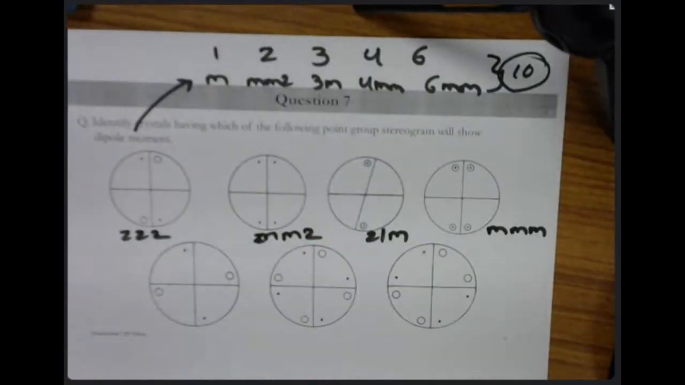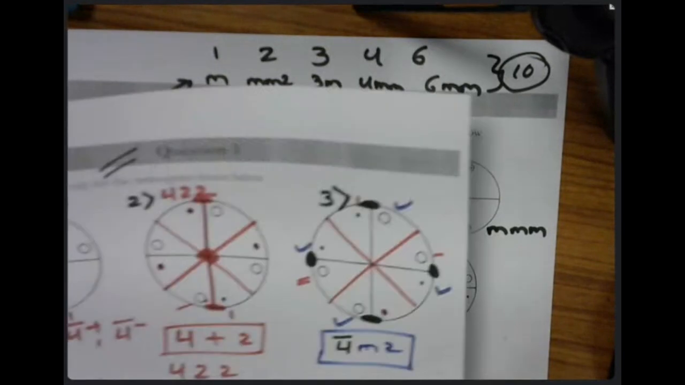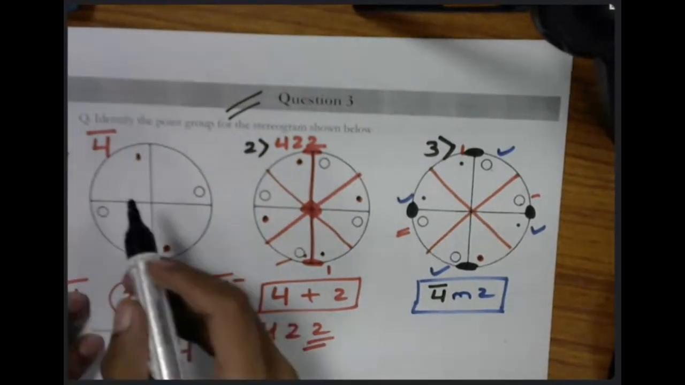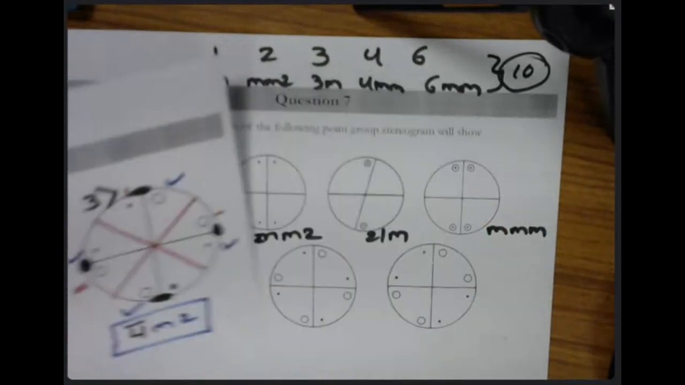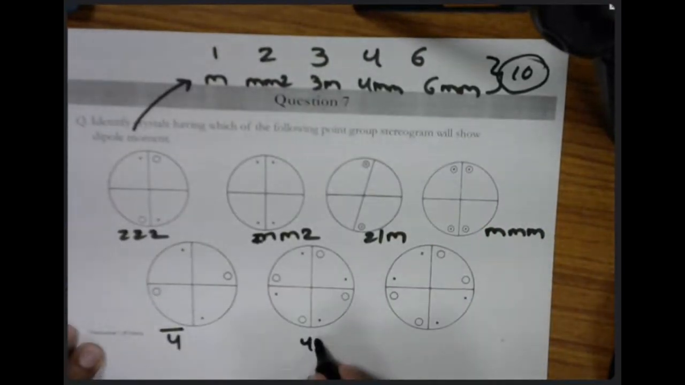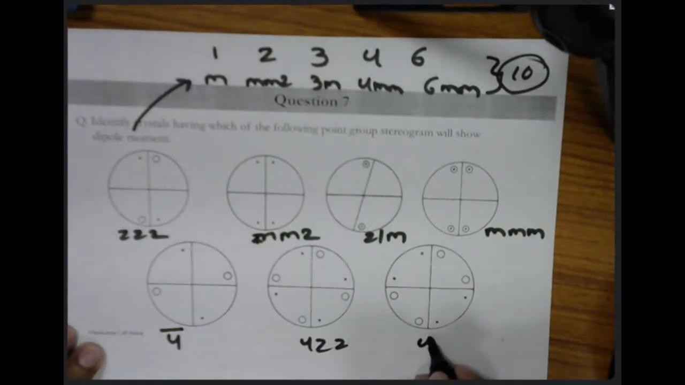Now, what about this below? This we have also done. Let me show it. I think it was question number 4. Oh no, it's question number 3. So here we can see that this first one is 4 bar. This is 422 and 4 bar m2.